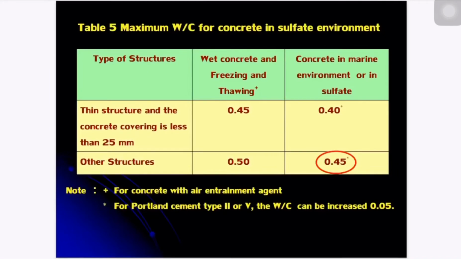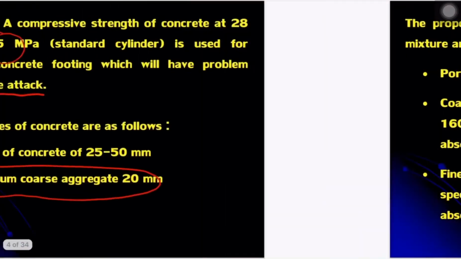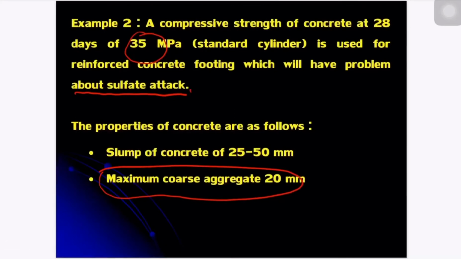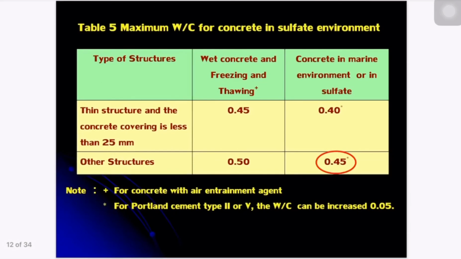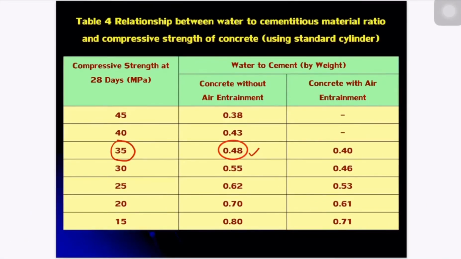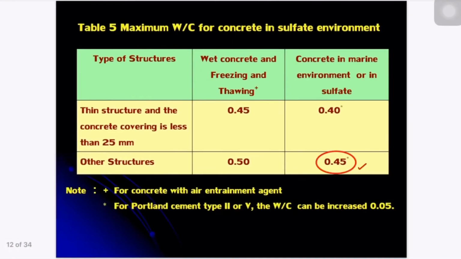But table 5 shows the maximum water cement ratio for concrete in sulfate environment. For this problem, the concrete is subject to sulfate attack, or in a sulfate environment. That means table 5 is used to find the water cement ratio suggested by ACI. The maximum water cement ratio of this concrete is 0.45. At this step, we have two values of the water cement ratio, 0.45 and 0.48. If we use 0.48, it does not meet the requirement of the sulfate environment. So in this problem, we have to use the water cement ratio of 0.45 to meet the strength and the sulfate environment.